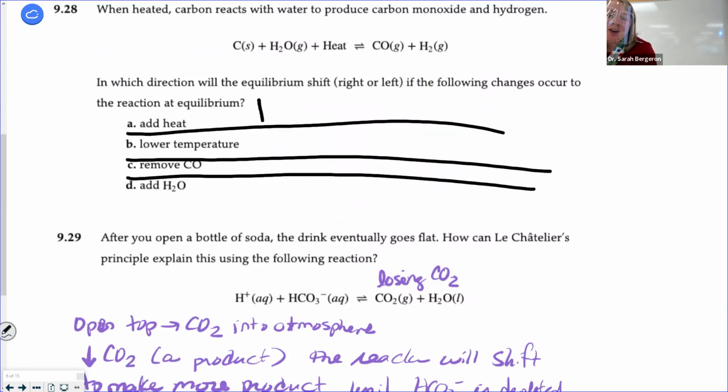I think y'all got this, right? This is what we do. This is what the reaction does. And this is our shift.